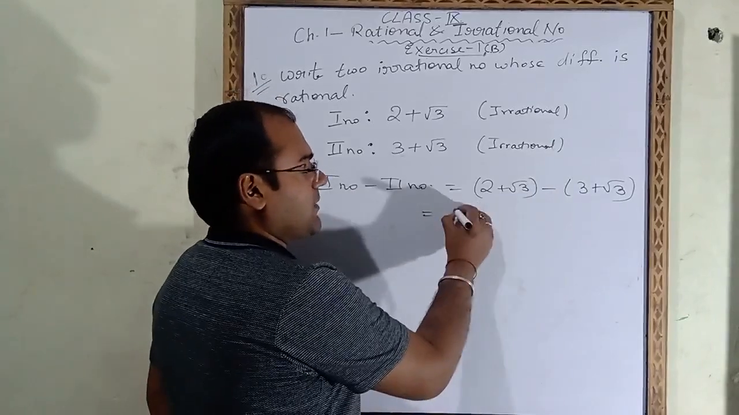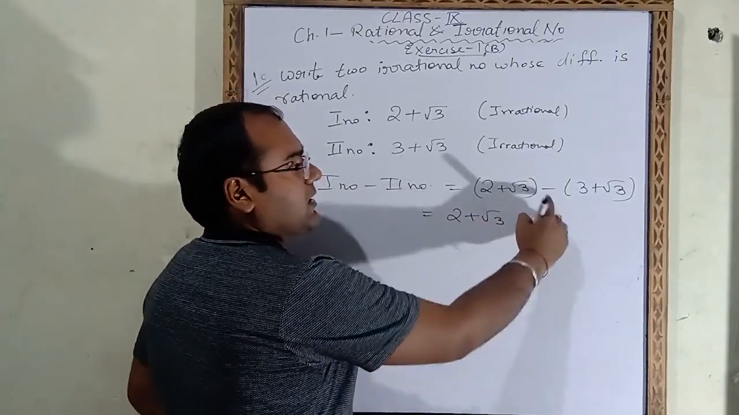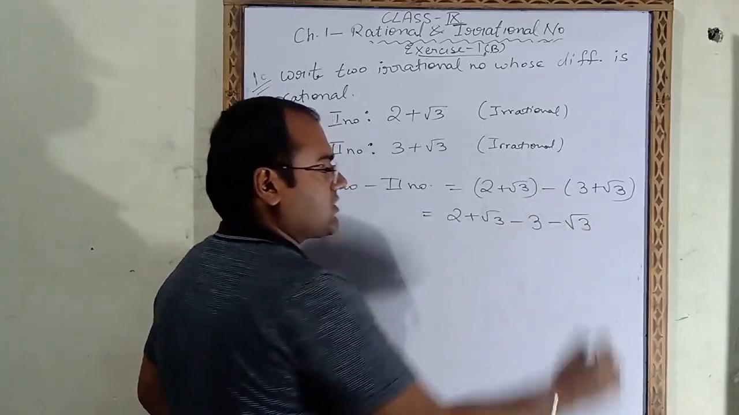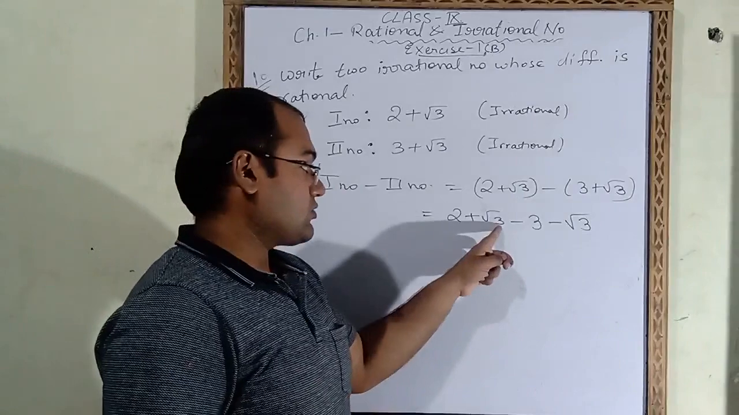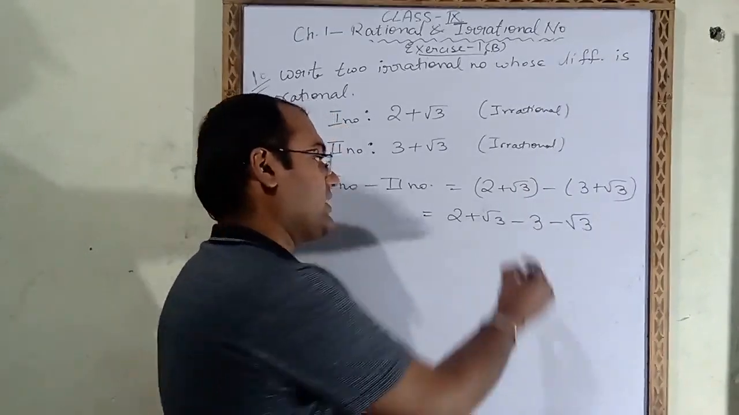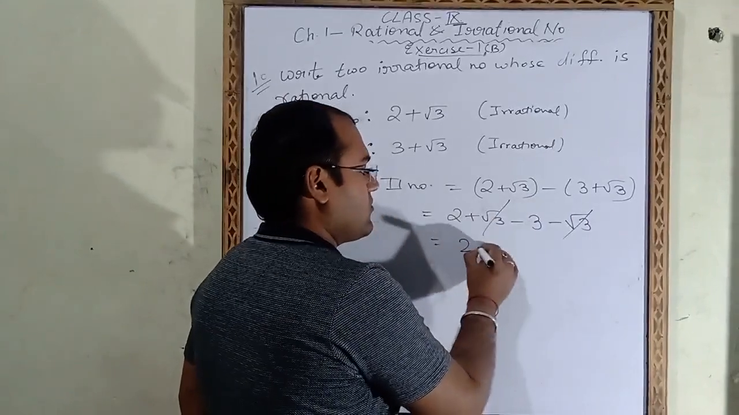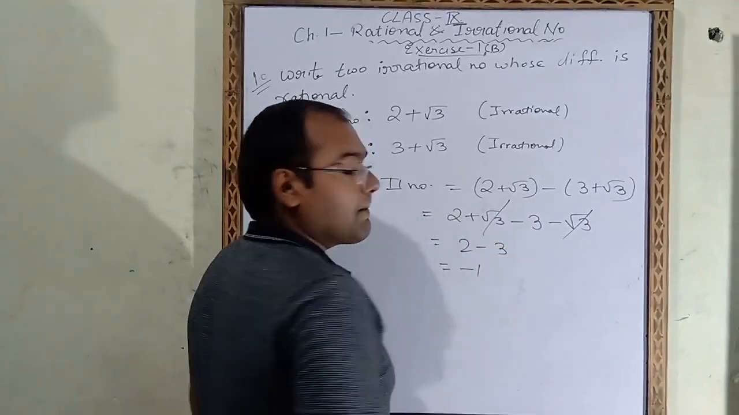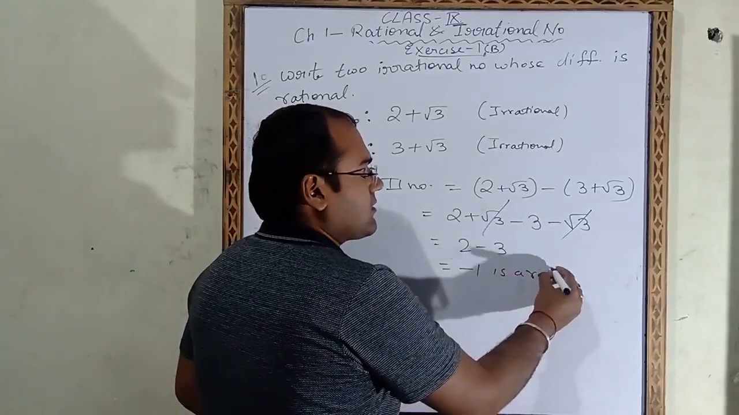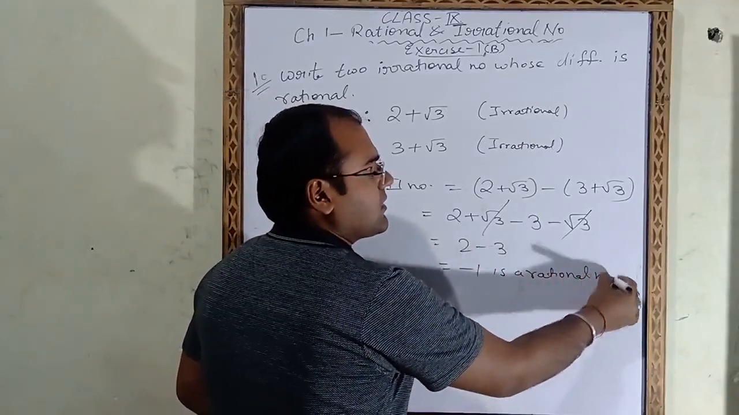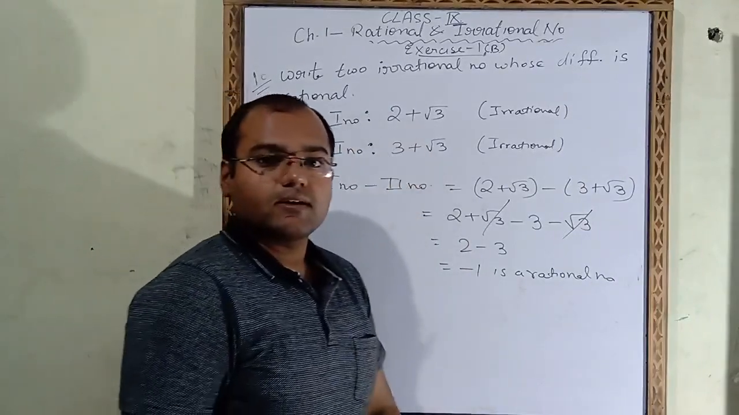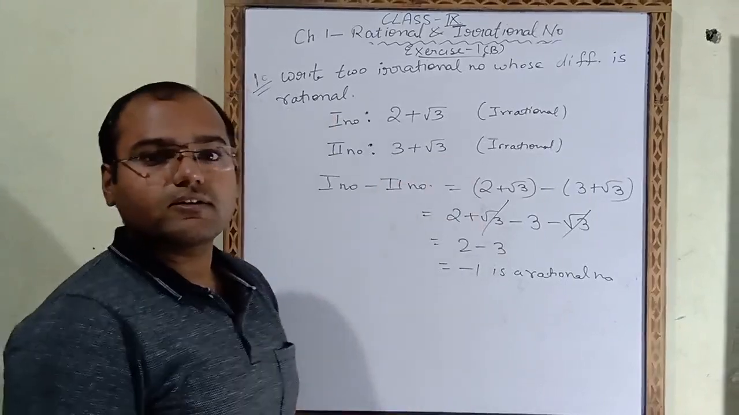Now we will open the bracket. 2 plus root 3 minus 3 minus root 3. Now check, see, this root 3 is having positive sign, this root 3 is having negative sign. Now we can cancel these, and 2 minus 3, answer will be minus 1, and minus 1 is a rational number. So final answer is these two numbers. So in this way you have to do all the questions.